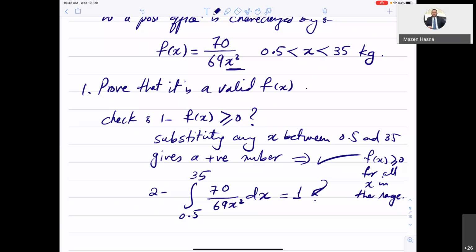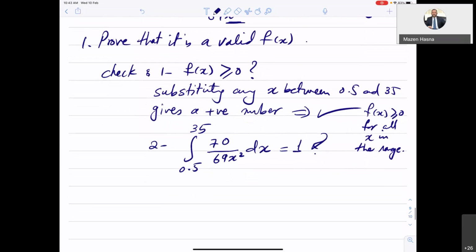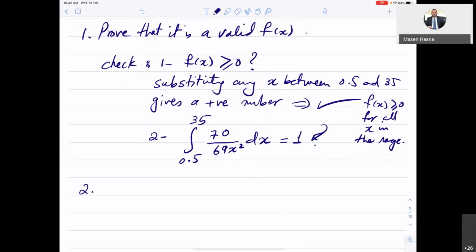Second condition, for sure, you need to solve the integration. This is an easy integration, x to the minus 2. So it will be x to the minus 1, and then minus 70 over 69, x to the minus 1, and then you find out whether the integration results in 1 or not. If not, then even if the first condition is fulfilled, if the second condition is not fulfilled, then it is not a valid f of x.